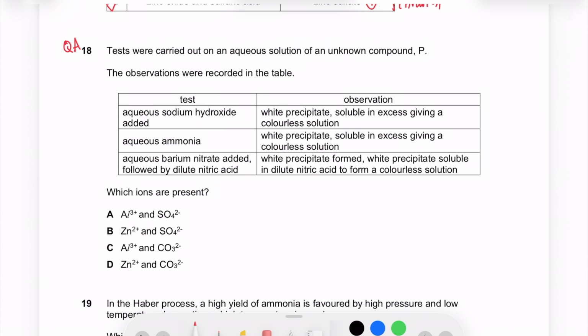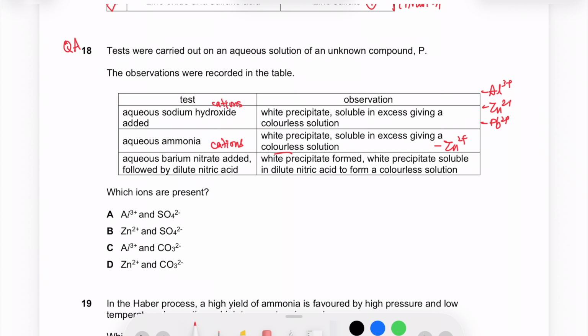So adding sodium hydroxide, this is to test for your cations, okay? Why PPT soluble in excess to give you a colorless solution? So your possible candidates are your zinc, Pb2+, and aluminum 3+. If you add aqueous ammonia, this is to test for your cations as well. You have what, PPT soluble in excess. This is only zinc, colorless, okay? So it must be zinc.